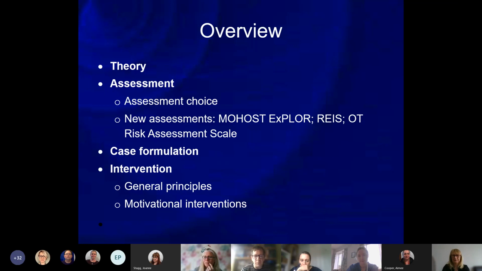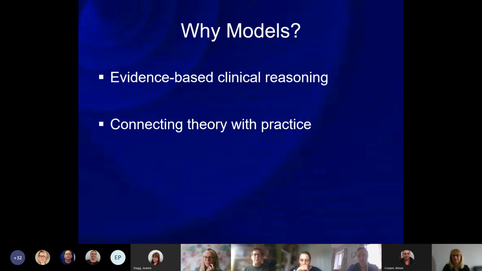Okay, so I like why questions. Why questions are good. So why models, first of all? We kind of labor under this assumption that we ought to be using a model, but why? First of all, evidence-based clinical reasoning. Every day you will be making lots of decisions about who to prioritize, how to assess an individual, what advice to give, and using a model just makes this process more robust.